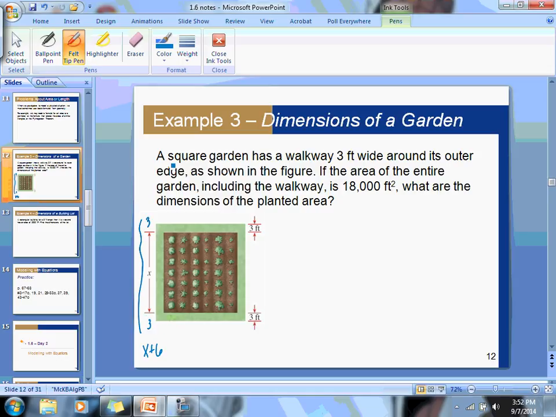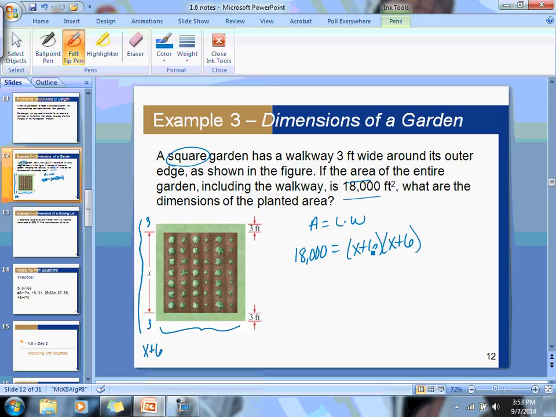And you know that if we're dealing with a square, what makes a square a square is that the sides are the same. So we know that the whole area including the walkway is 18,000 feet squared. And we know the formula for finding the area of a square. So basically we're doing area equals length times width. So our area is 18,000. Our length is going to be x plus 6, and our width is also going to be x plus 6 because we're dealing with a square. And when you have a square, the side lengths are the same. That's what makes a square a square.